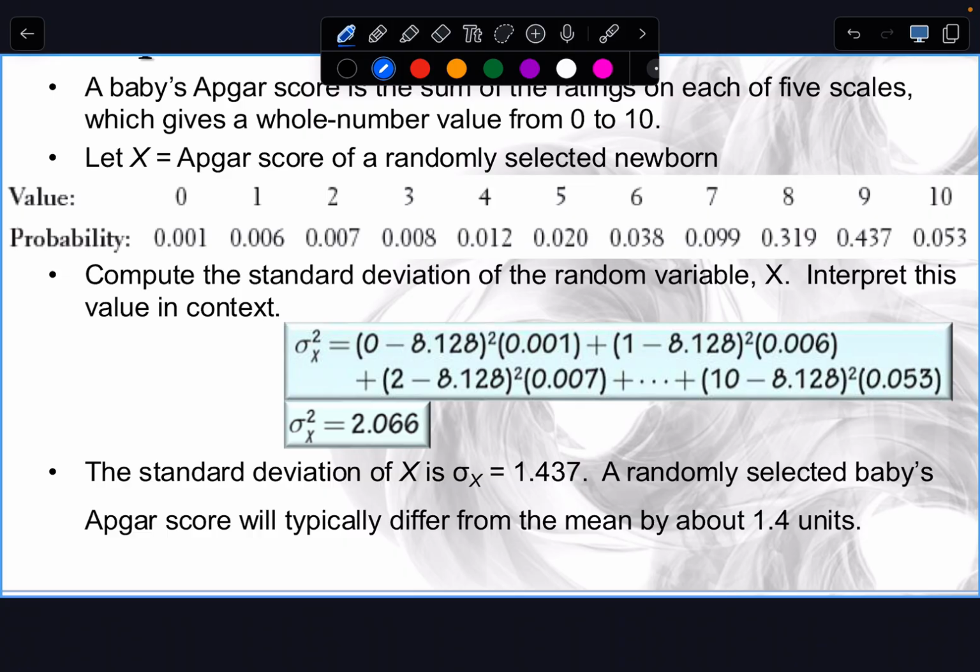And then when we interpret standard deviation, it is exactly the same as what we did in Unit 1. So it's calculated slightly differently, but its interpretation is exactly the same. So when I interpret standard deviation, we say a randomly selected baby's APGAR score will typically differ from the mean by about 1.4. So again, when we interpret that standard deviation, it's that typical difference or distance from the mean.